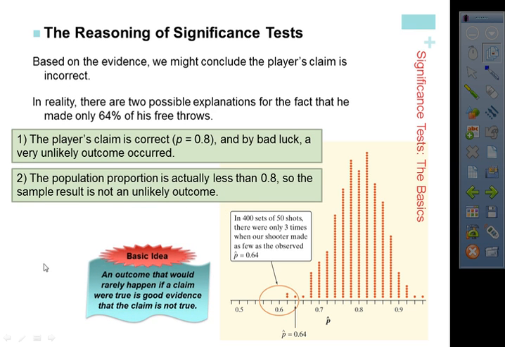The basic idea is that an outcome that would rarely happen if a claim were true is good evidence that the claim is not true. So since this would rarely have happened, given that the null is true, the claim that they shoot 80% is good evidence to say that this 80% is not really accurate.